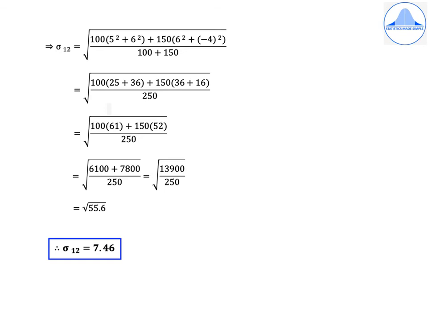So you'll get 150 into 36 plus 16 divided by 250, which is equal to root of 100 into 61 plus 150 into 52 divided by 250, which is equal to root of 6100 plus 7800 divided by 250, which is equal to root of 13,900 by 250, which is equal to root 55.6, or sigma 12 is equal to 7.46.